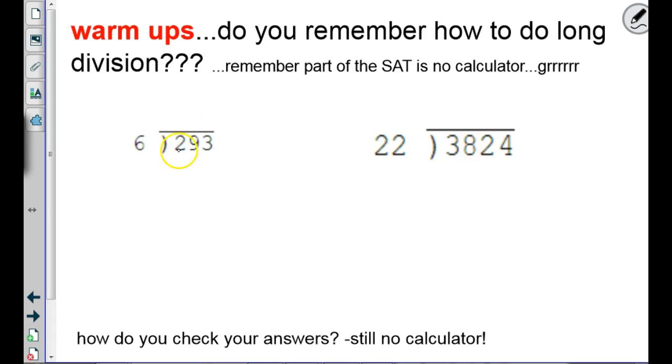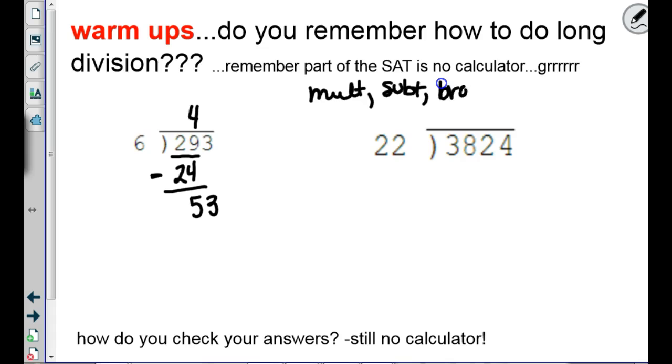So first we say 6 goes into 2, doesn't work. 6 goes into 29. We say 4 times. Guys, please be paying attention. 6 times 4, that's important. We multiply, right? We get 24. Then we do what? Subtract. And then we bring down. So we multiplied, subtracted, and then we brought down.